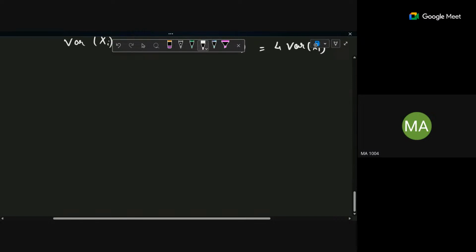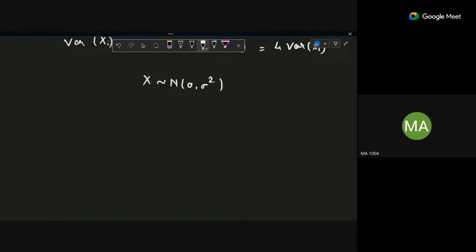So actually, there is a concept which says that whenever your x follows a normal distribution with mean 0 and variance sigma square, then x square by sigma square follows chi square 1.